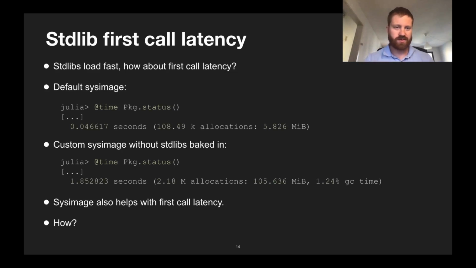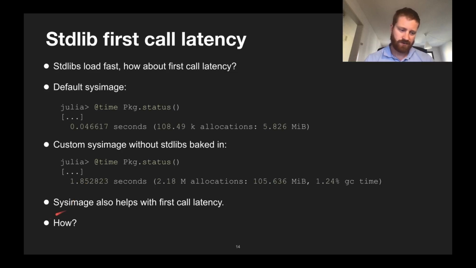If we also look at the time to first call for standard libraries, we know they load fast, I showed that, but how about the first call latency? Well, if I use the default sysimage that comes with Julia and I run Pkg.status, it's pretty fast. But if I use the custom sysimage that didn't have the standard libraries, it's pretty slow. So apparently the sysimage also helps with this first call latency problem.